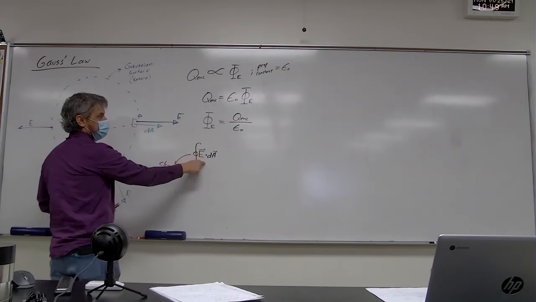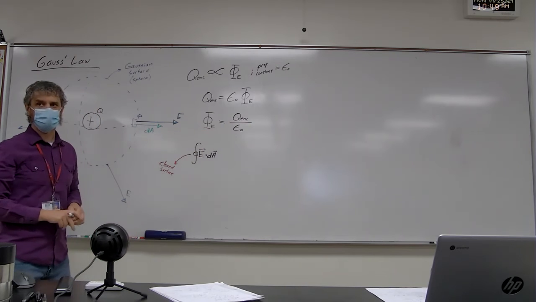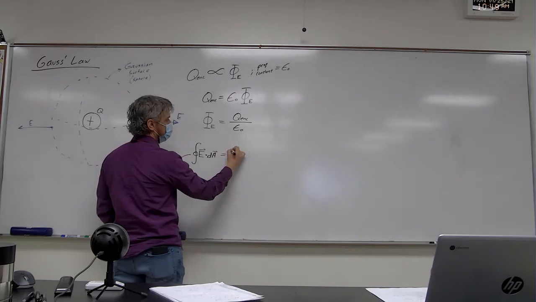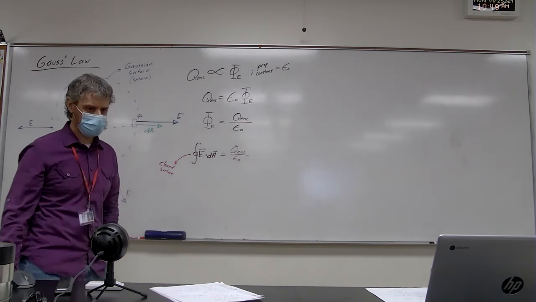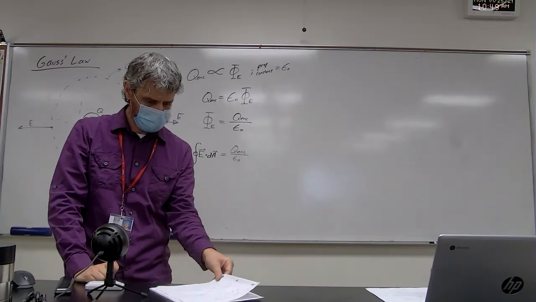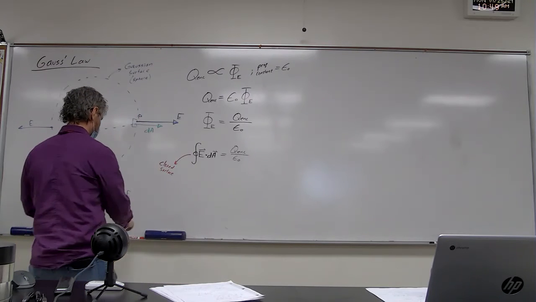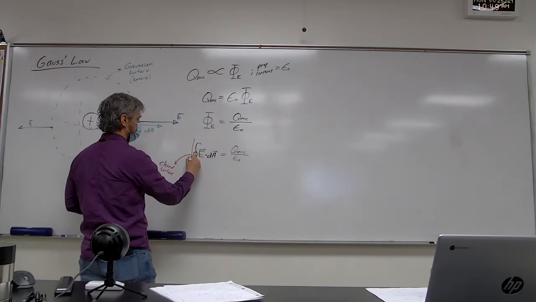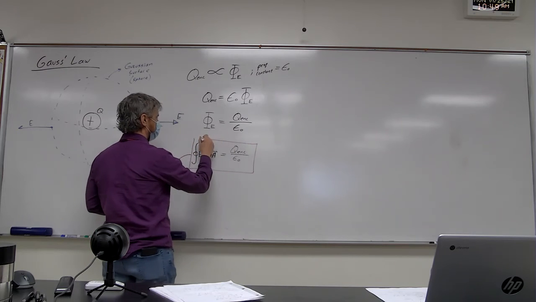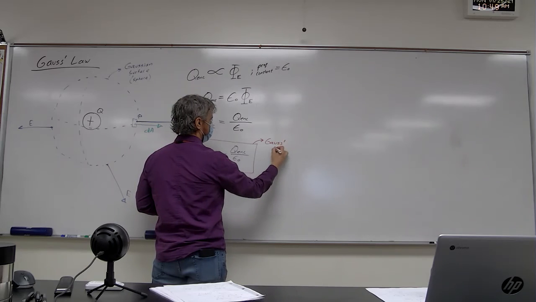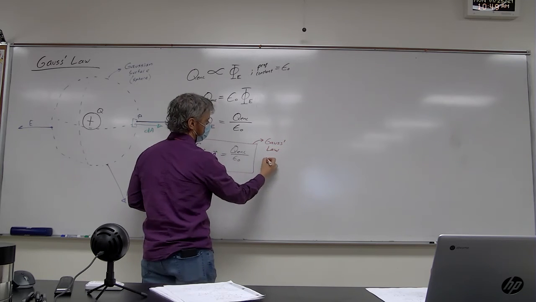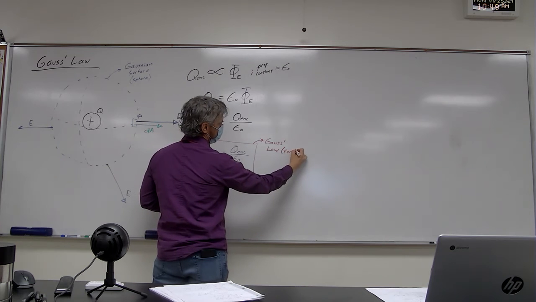And that is just our definition for electric flux. So that equals the enclosed charge divided by epsilon naught. This is our version, the integral version for AP Physics C of Gauss's law, in parentheses for electric fields.